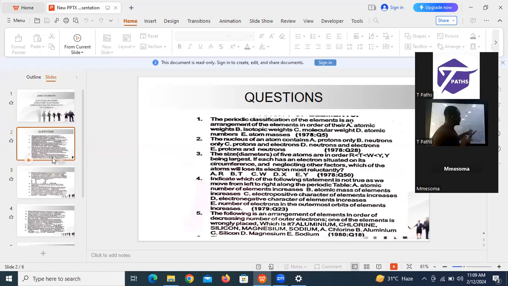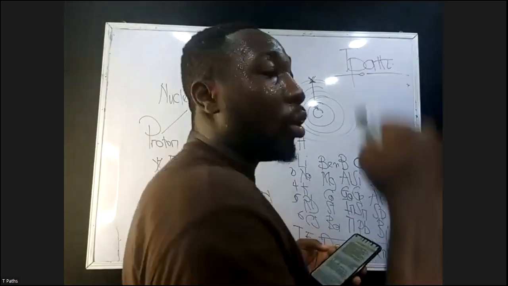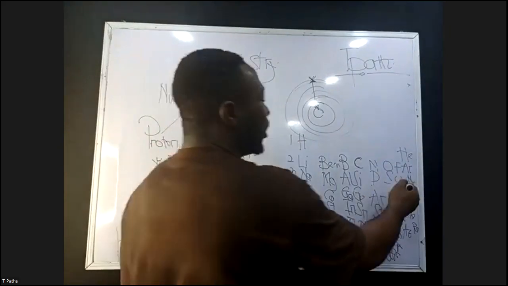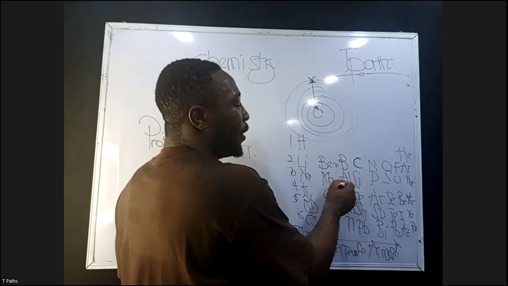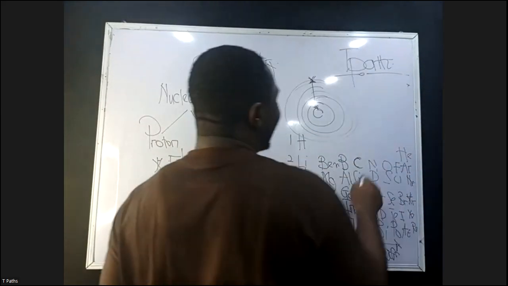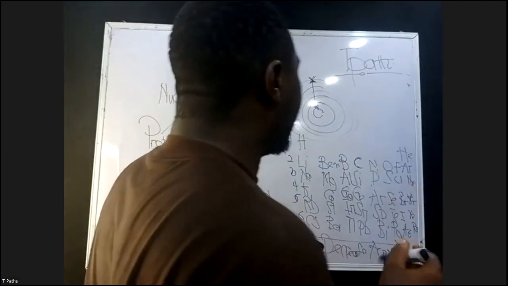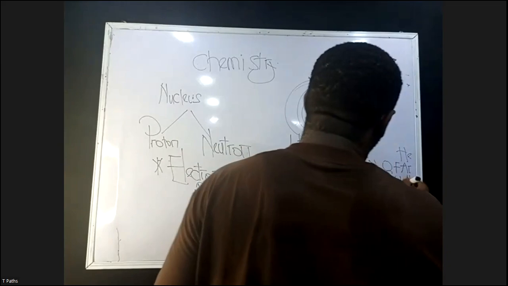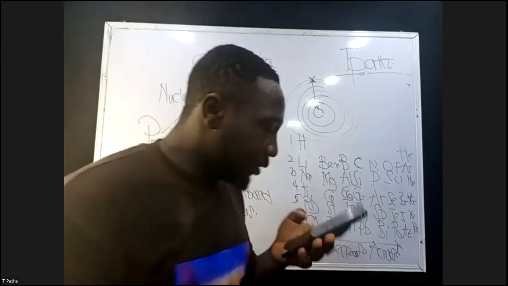Because aluminium has 3. But aluminium is not placed first. So the highest is chlorine. After chlorine is silicon. After silicon is aluminium. Chlorine, silicon, aluminium. So chlorine has the highest number of outer electrons, followed by silicon, followed by aluminium. But in that arrangement, we have aluminium first before chlorine. So you can say that aluminium is the answer.